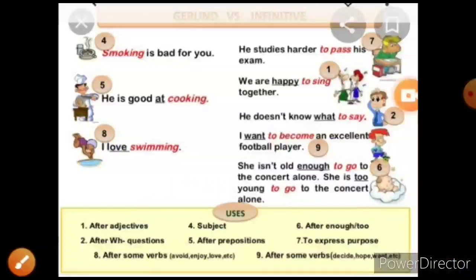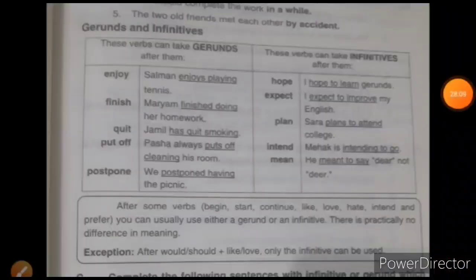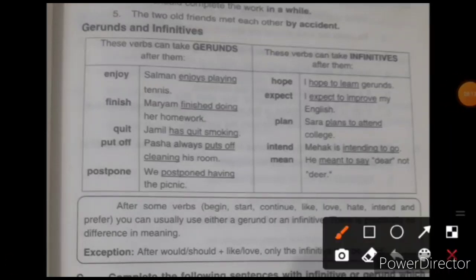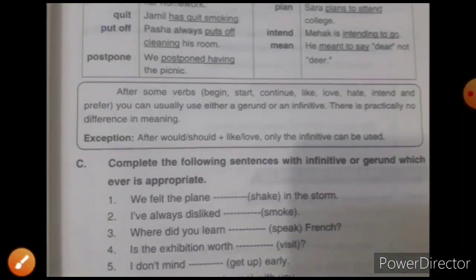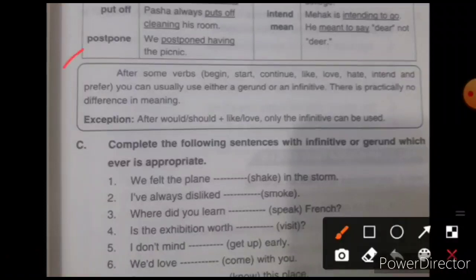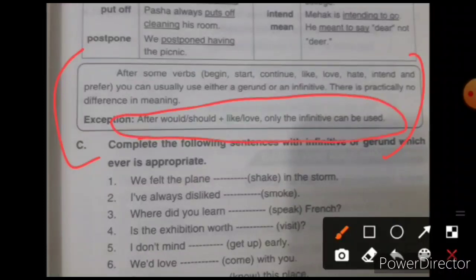Now over here we are back with the book, and you're supposed to now read it yourself. And the very important thing is over here. This is the most important thing, this one. Read it very carefully. Now I want to underline this last line over here, the exceptions, that after would and should plus like and love, only the infinitives can be used, and you cannot use a gerund.